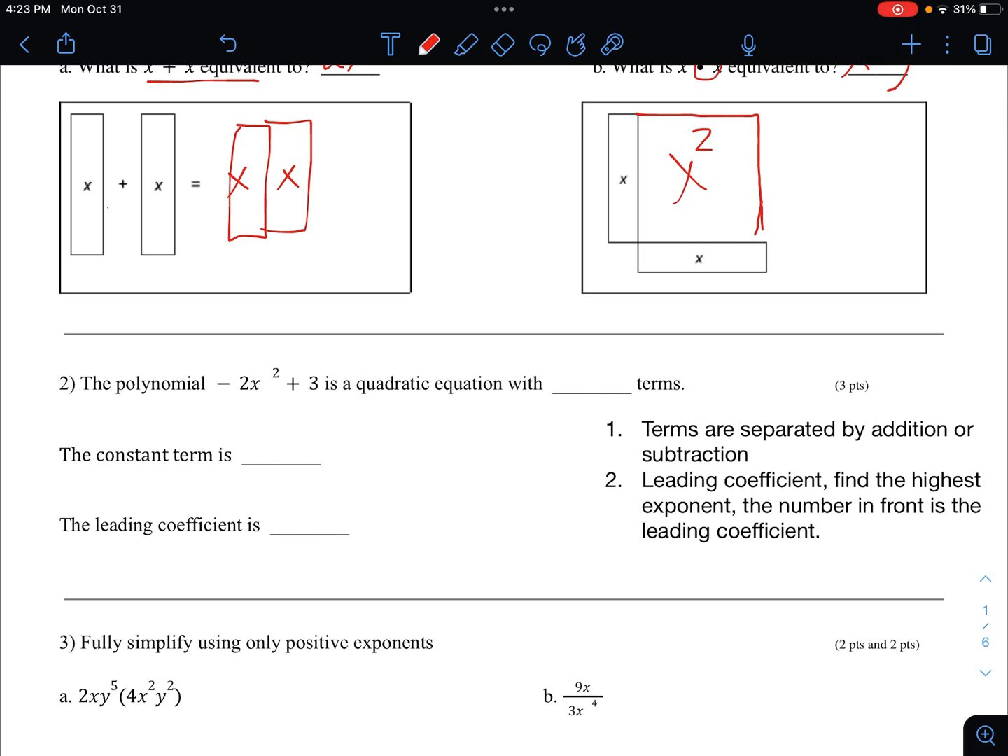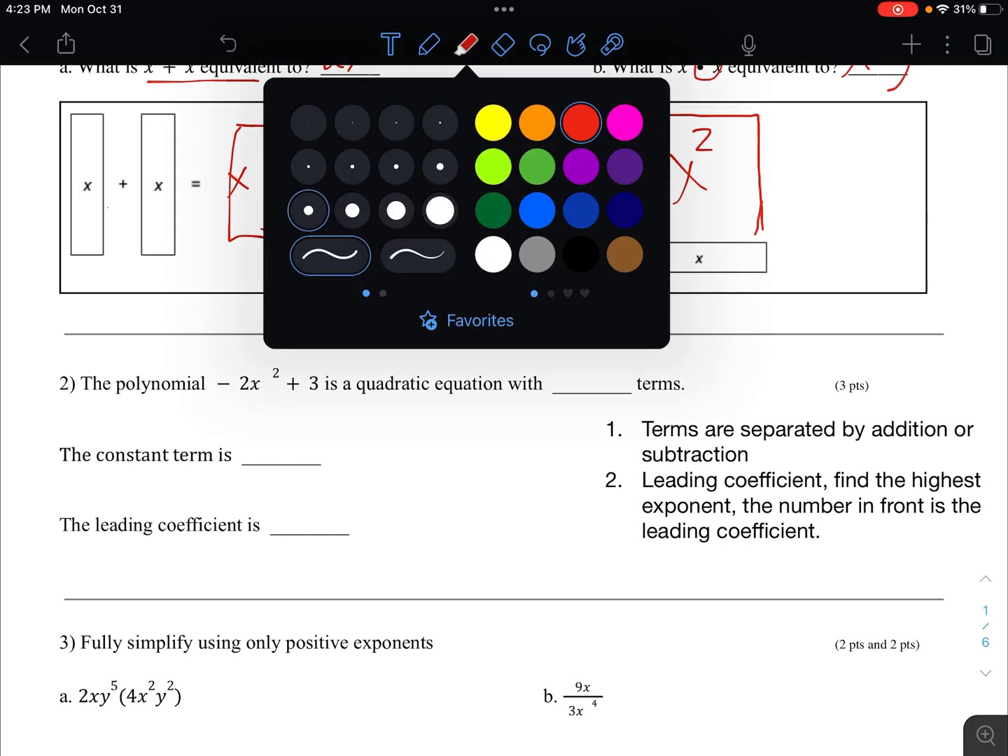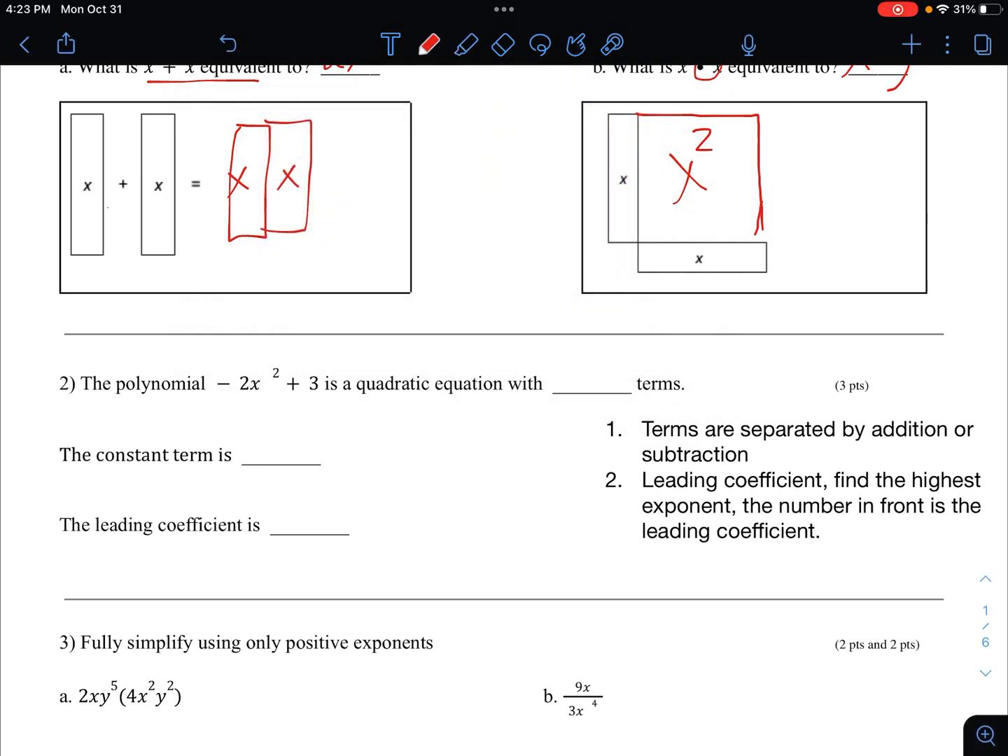All right, looking at number 2. So we have a polynomial given, negative 2x squared plus 3. And it wants us to know how many terms there are. So a couple definitions off to the right here. Terms are separated by addition or subtraction, right? So it looks like we have a term here and a term here, and we're adding those terms together. So we have 2 terms in total, all right?